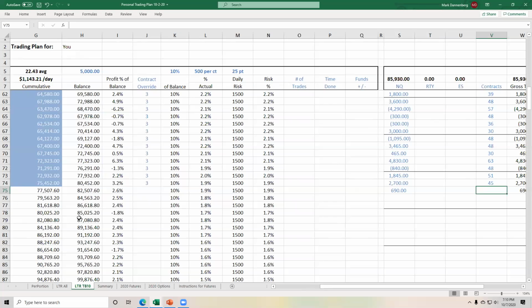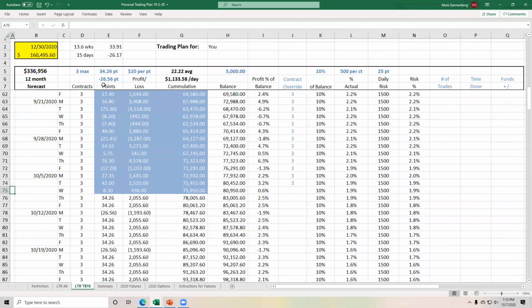And we did 16 trades at 3 contracts per trade. So there's 48 contracts that we traded today. All right, so the most important thing after we enter that data, that's the first step. After we enter that data, the most important thing we need to do is to take a look at these numbers up here. We've been through now 13.6 weeks. So 13 and a half weeks of our 52-week plan is now behind us.